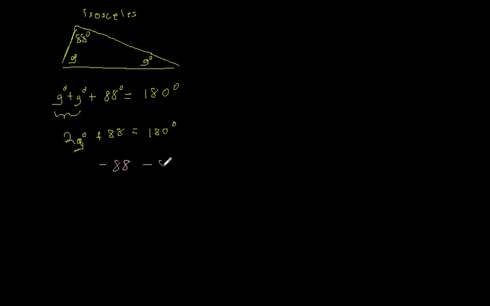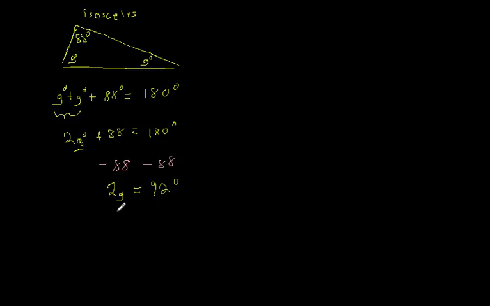The next step is to isolate the variable as much as possible and subtract 88 from both sides. When I subtract 88 from 180, I get 92. I'm going to write it over to keep it clean. So I've got 2G equals 92 degrees. Cool.